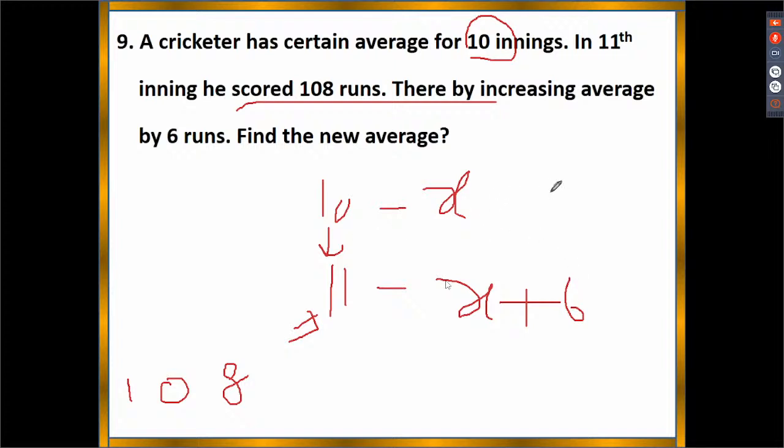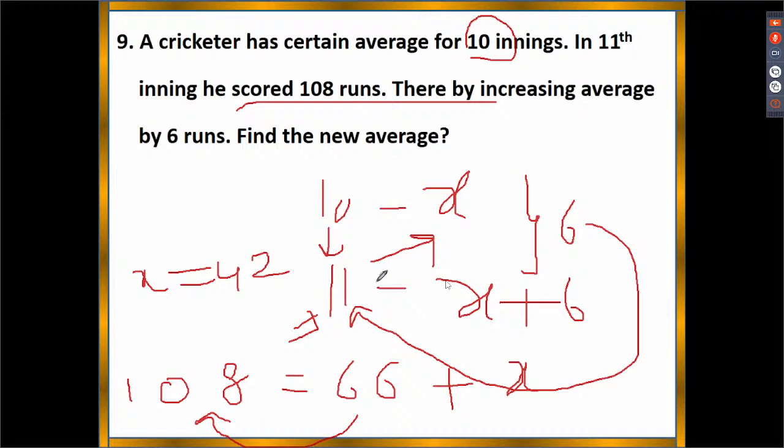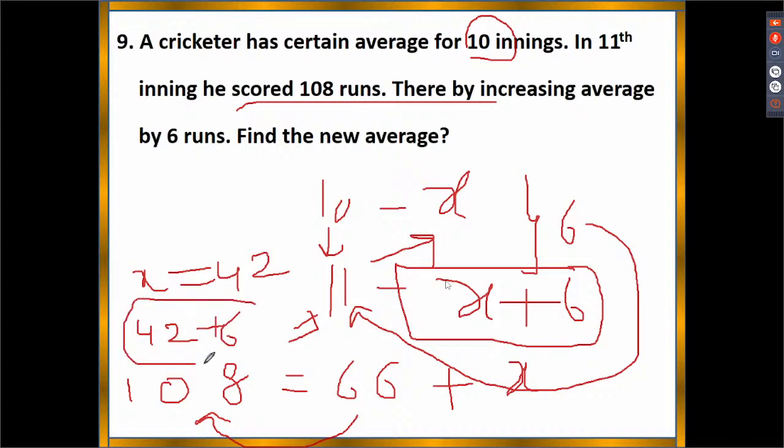Do you remember, whenever they give this type of comparison, how to find the 11th inning score? The gap, 6, into 11, 66, plus X is the 11th inning score, 108. From that, 108 minus 66 is how much? 42. So the X value is 42. Do you want the new average or old average? New average. The new average is X plus 6, nothing but 42 plus 6. 48 is the correct answer. Do it fast.